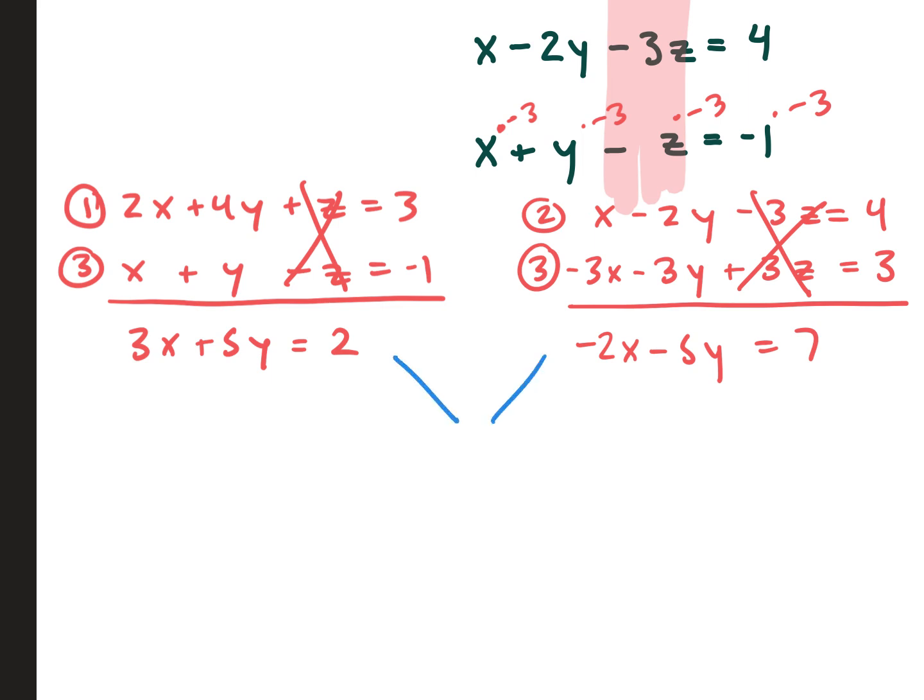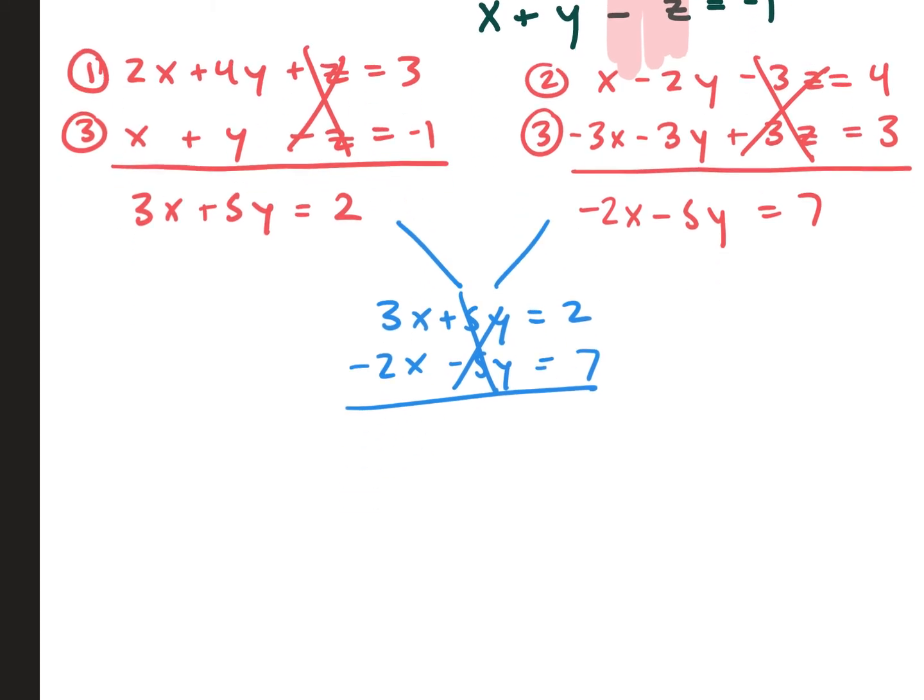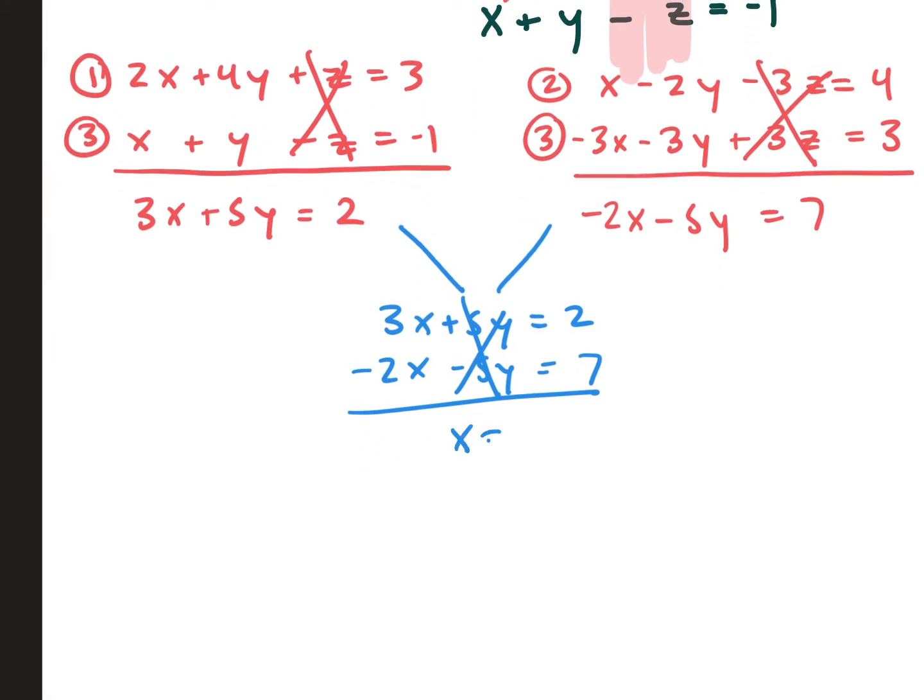Combine these two. So 3x plus 5y is equal to 2, and -2x minus 5y is equal to 7. The y's cancel off the bat here, so I don't have to multiply. If they didn't cancel out right away, you would have to multiply your equation by something. And you already get x equals 9. So we get x equals 9. Awesome.